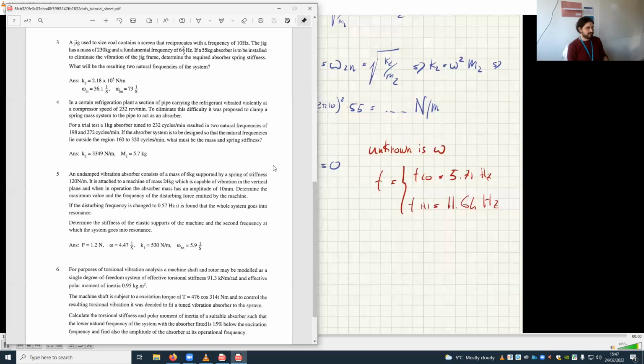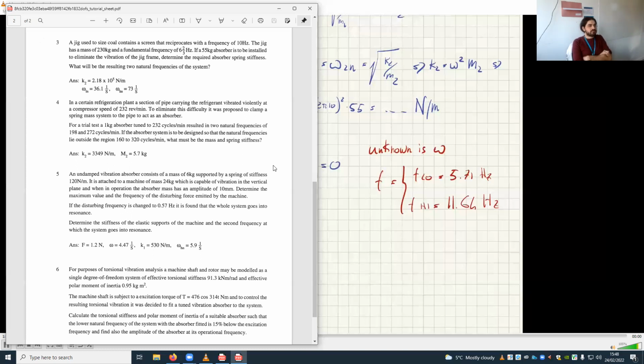So to eliminate the difficulty, it was proposed to clamp a spring mass system like a stock bridge damper. Remember the stock bridge damper that I showed you in the lecture? Those two big masses attached with a small cable that you just attach to the power lines or the lampposts. You can attach them to pipes as well.